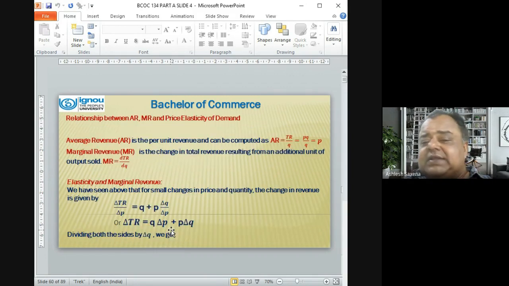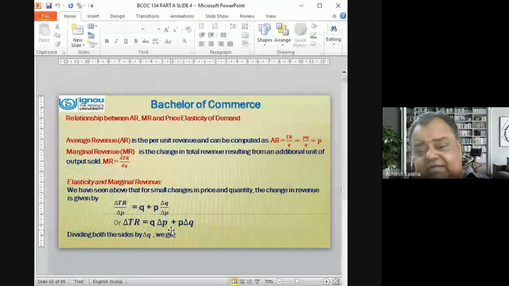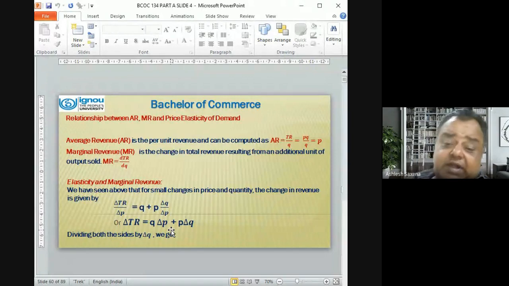What is the relationship between average revenue, marginal revenue, and price elasticity of demand? AR is TR upon Q, or PQ upon Q, which is equal to P. Then comes marginal revenue. Marginal revenue is the change in total revenue resulting from the additional unit of output sold. That means dTR upon dQ.